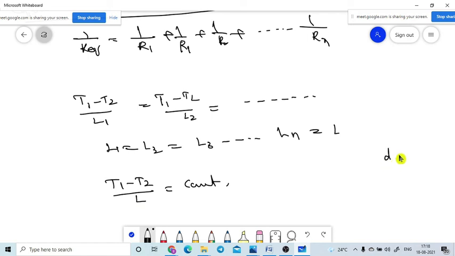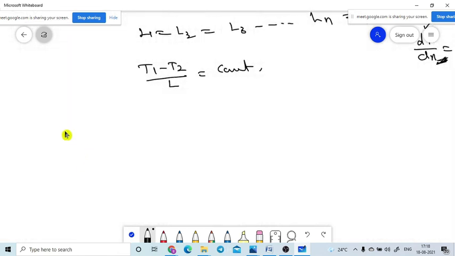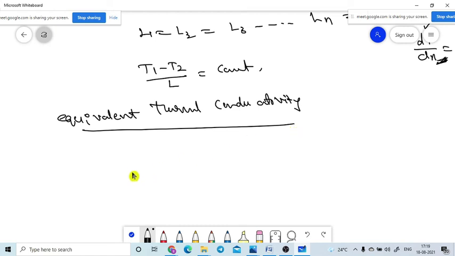We already introduced that: delta T divided by delta X, that is, change in temperature divided by the length of the material. So the temperature gradient must be constant. How can you find the equivalent conductivity of the material? If the materials are connected in parallel, how can you find the equivalent thermal conductivity of the material?